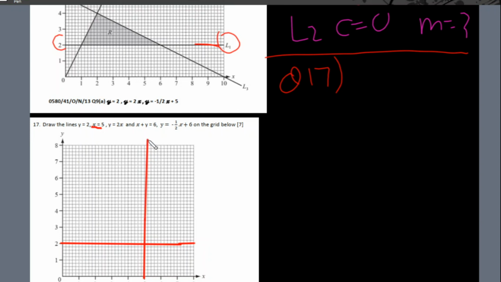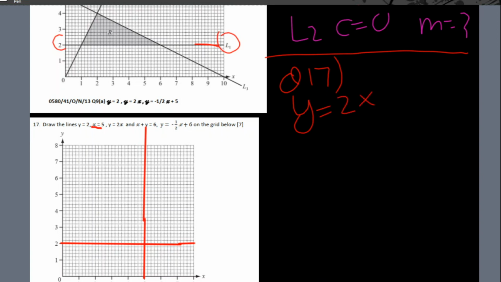Why do I keep messing up? Alright, so a straight line from here till the top. Excuse my jittery line. You should have one straight line from x equals 5. Then I need to plot y equals 2x.